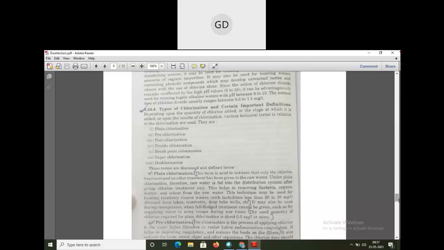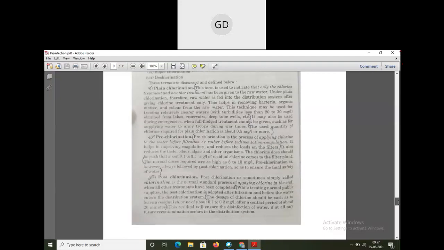So next one is your pre-chlorination. What is pre-chlorination? It is the process of applying chlorine to the water before filtration, or rather before sedimentation and coagulation. So before doing the filtration process or the coagulation sedimentation process, if you give chlorine treatment to the water, that is known as your pre-chlorination treatment.